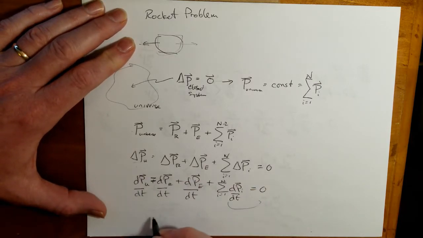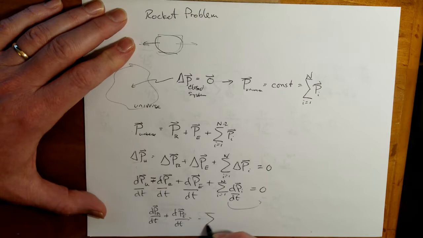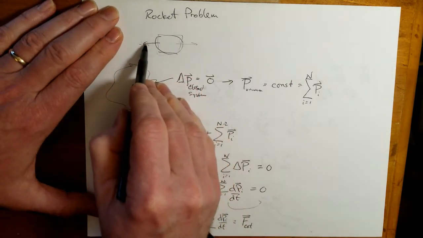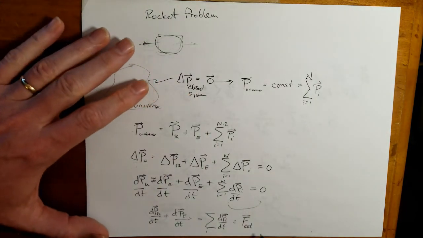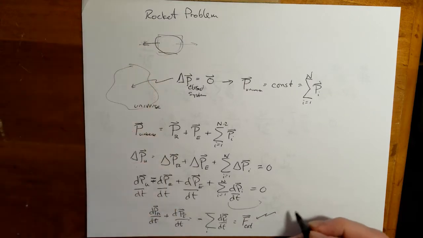So I'm going to bring this over to the other side. So I have dp, the change in the momentum of the rocket with respect to time, plus the change in momentum of the exhaust with respect to time, is equal to the negative change in the momentum with respect to time of everything else. And this should just be the external force acting on our system here of rocket and fuel, or whatever is being projected out the back. So this is the net force acting on the rocket and exhaust.